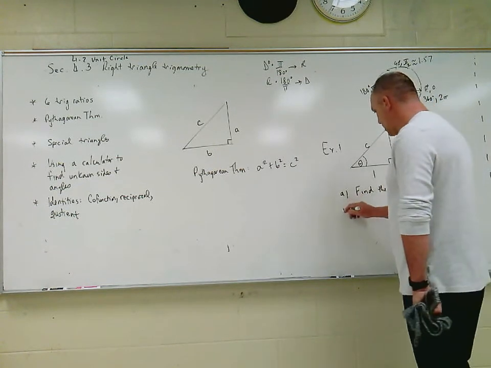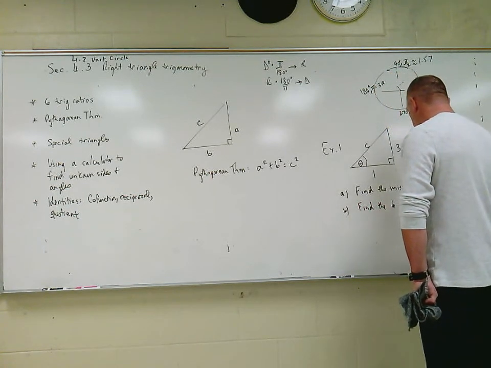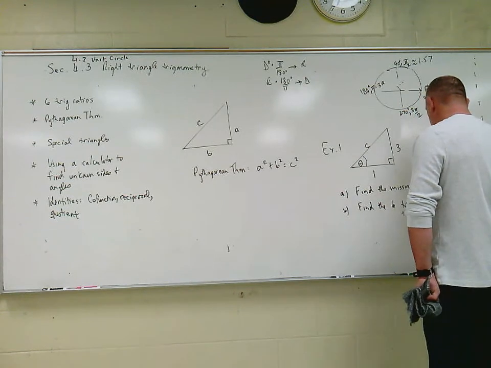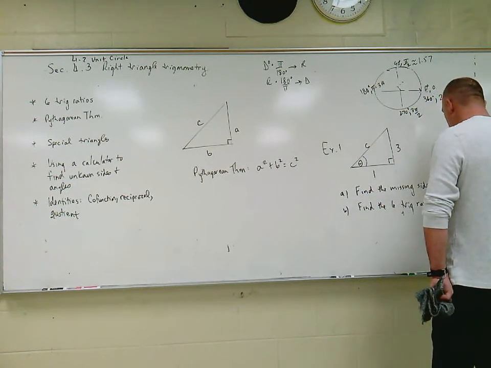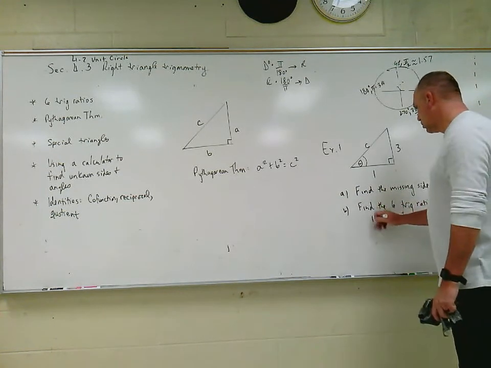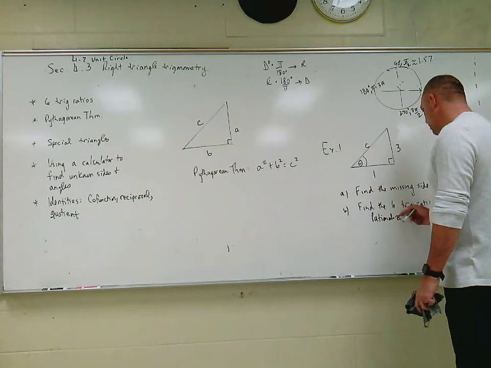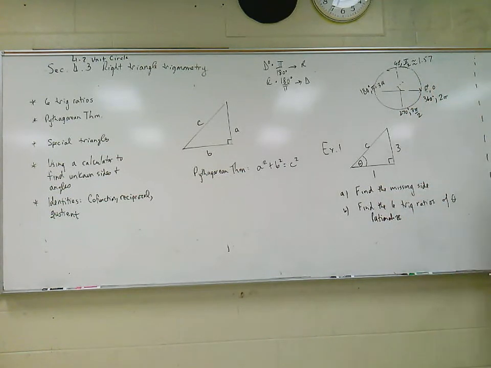Part B, find the 6 trig ratios of theta. So from theta, we're going to find sine theta, cosine theta, tangent theta. And then I find those 3, and then I just flip to get the other 3. And then we will look to rationalize. That means we won't leave a square root in the denominator, we will just add that on just so you know how to do it.